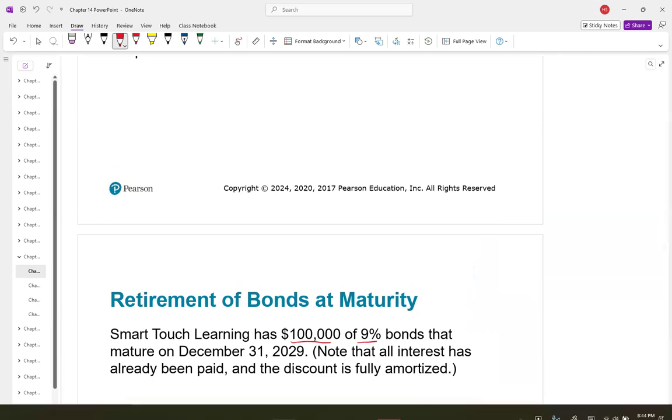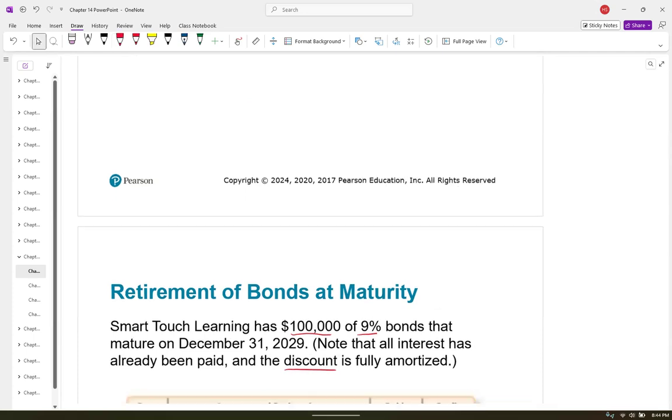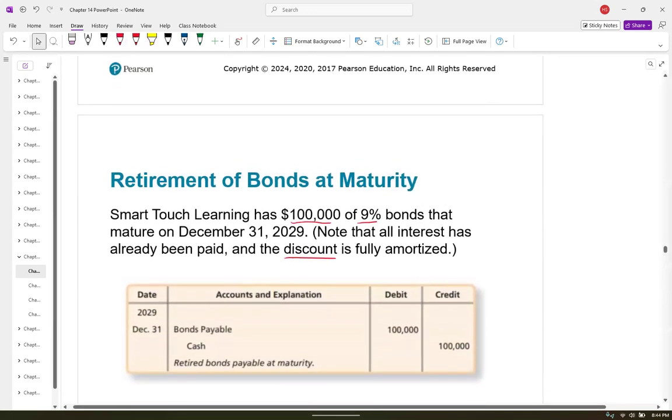Note that all interest has already been paid and the discount is fully amortized. If they say those words right there, this is going to be the easiest thing ever. Because once the discount has been fully amortized, that means there's zero in that account. There's nothing in that account. So you're just going to pay back $100,000. So you're going to debit the bonds payable, credit cash.